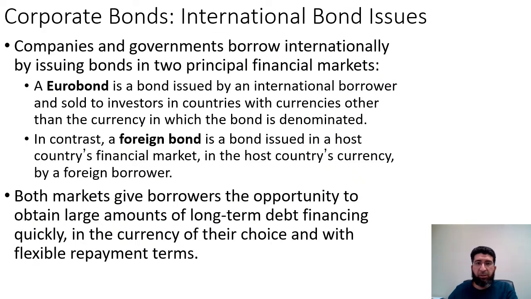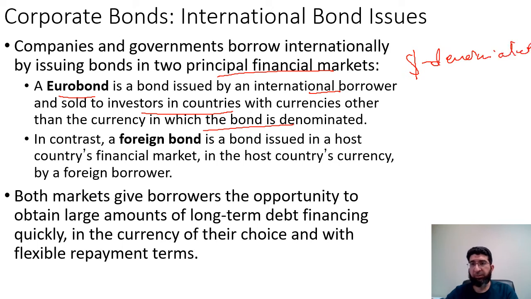Companies and governments borrow internationally by issuing bonds in two principal financial markets. First, a eurobond is a bond issued by an international borrower and sold to investors in countries with currencies other than the currency in which the bond is denominated. It means that if a US company raises debt or sells a dollar-denominated bond and sells it to UK investors.